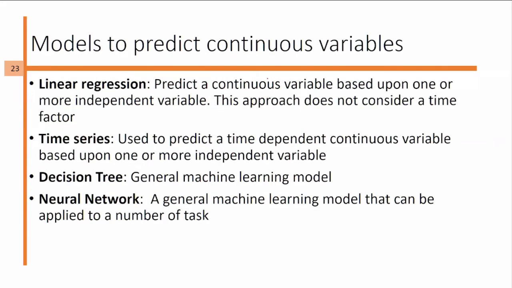When we are predicting continuous variables, the tool we can use for predictive modeling is linear regression, which we'll look at in detail. And if the data is also temporal, that is time dependent, then we can use time series. And decision trees and neural networks are very generic frameworks which we can use for all types of variables, whether continuous, binary, or qualitative.